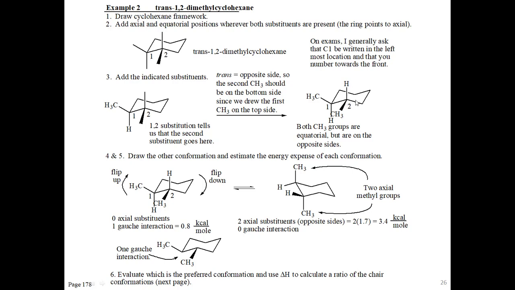Now, in the exam, I'm going to have you fill in the rest of them too, all the hydrogens. But I'm just putting these two here so we can focus on the energy of these conformations. Okay, so now since I've drawn this one, I have to flip this guy up and flip this guy down to draw the other chair. Now when I flip this guy up, it's going to become axial. And when I flip this guy down, it's going to become axial. So now instead of my two methyl groups being equatorial, they're both going to be axial.